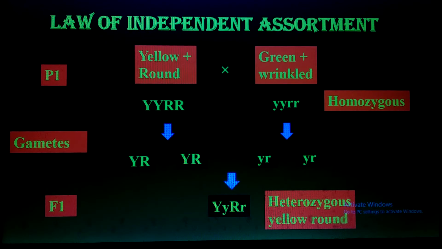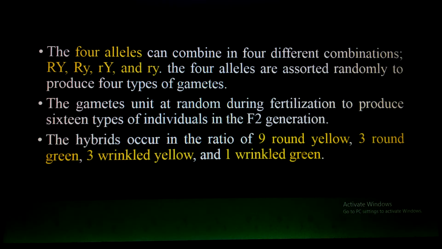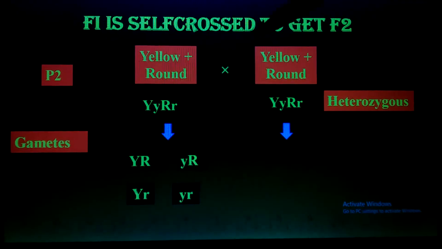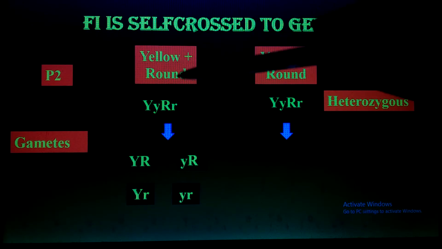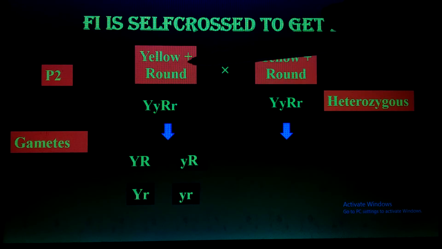So you must watch that lecture and clear your concept about homozygous and heterozygous, dominant and recessiveness. Okay. Now what will happen? Now F1 is self-crossed to get F2. F1 is round and yellow, heterozygous. This is heterozygous, round and yellow. This is F1. So F1 is self-crossed to get F2.